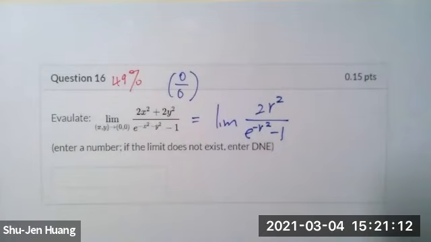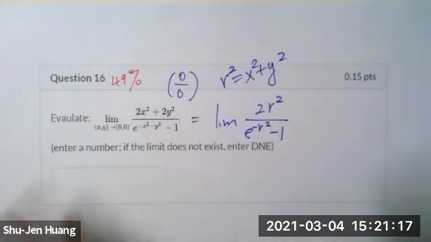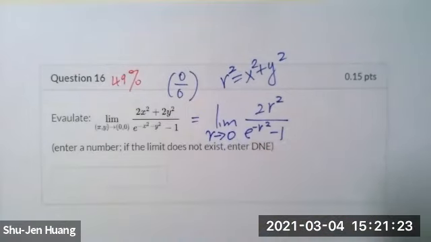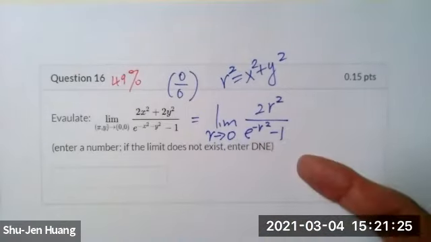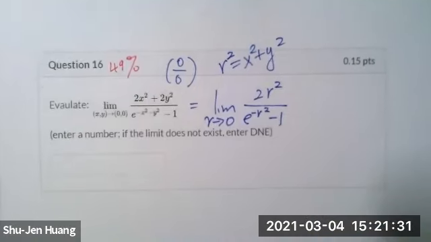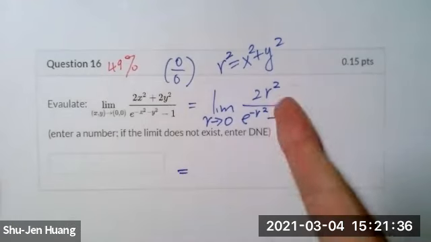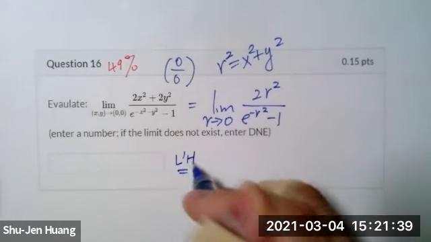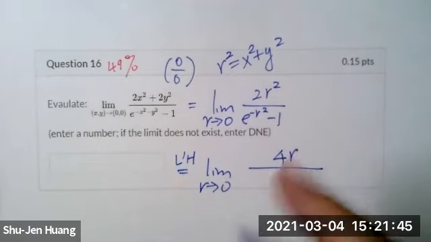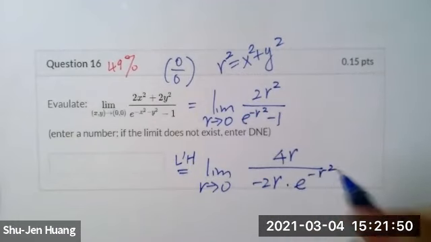In polar coordinates, r squared equals x squared plus y squared. And now when x, y get close to 0, 0, that means r is getting close to 0. Now when you plug in r equals 0, you have a 0 over 0, but now only one variable is involved. What can we do? How are we going to evaluate the limit? Yes, only one variable, so we can use L'Hopital's rule here. Take the derivative of the top, you get 4r. Take the derivative of the denominator, you get minus 2r times e to the power minus r squared.